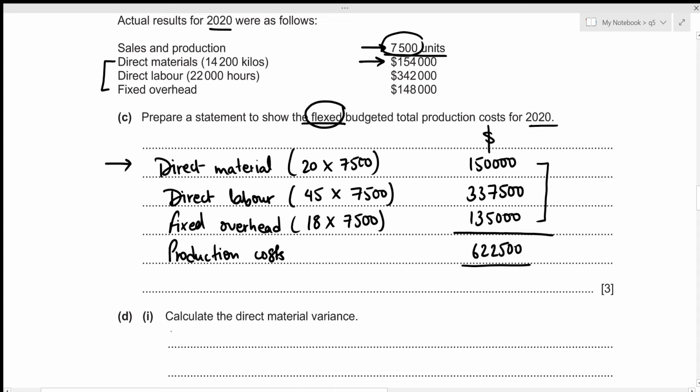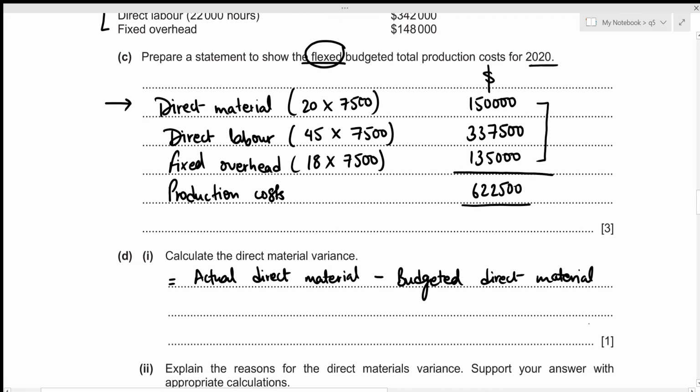So the direct material variance is just going to be the actual direct material minus the budgeted cost for direct material. And we already figured out that the actual direct material was 154,000 and the budgeted we figured it out to be 150,000. So this gives our direct material variance to be 4,000.